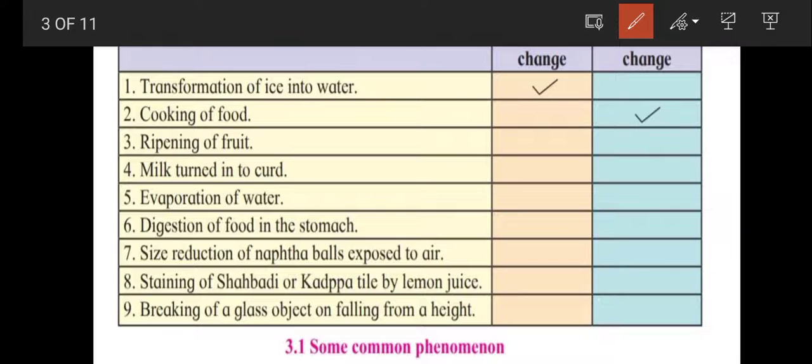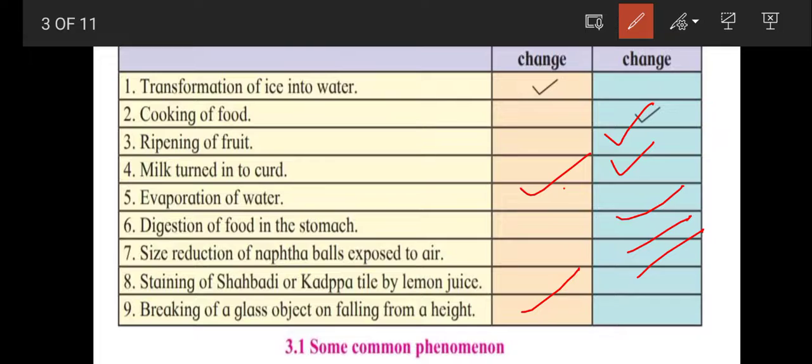Now transformation of the ice into the water, that is the physical change. Cooking of the food, that is the chemical change. Ripening of the fruit, chemical change. Milk turns into curd, chemical change. Evaporation of the water, that is physical change. Digestion of the food in stomach, chemical change. Rusting of iron, naphtha balls, that is chemical change. Staining of the shahabadi, chemical change. Breaking of the glass object on falling from the height, that is also the physical change.